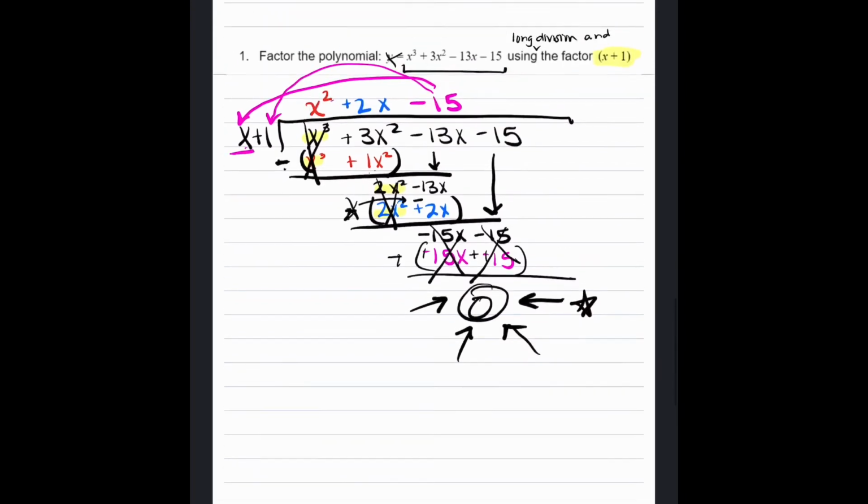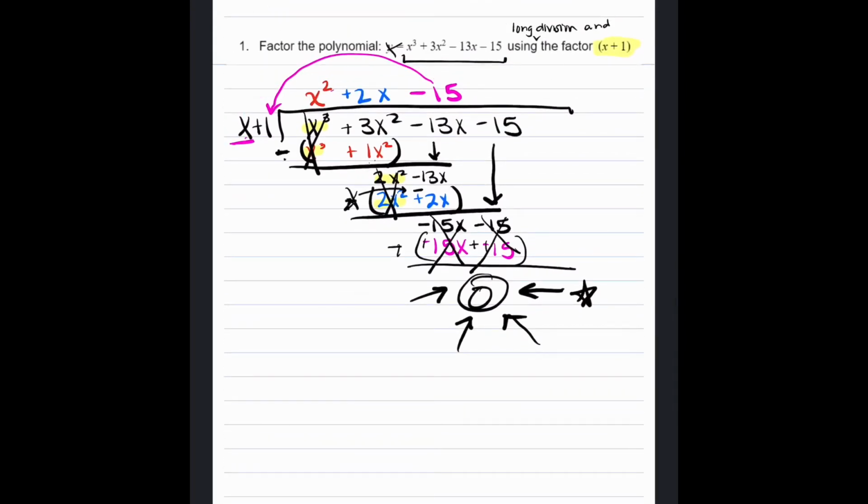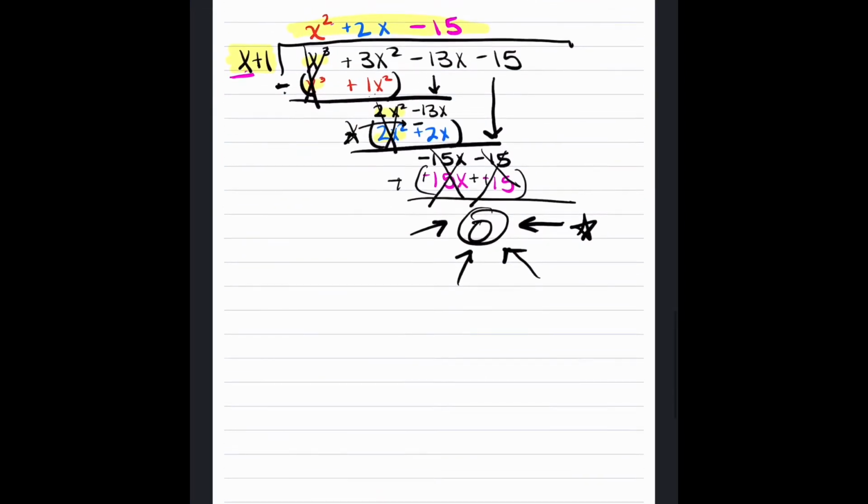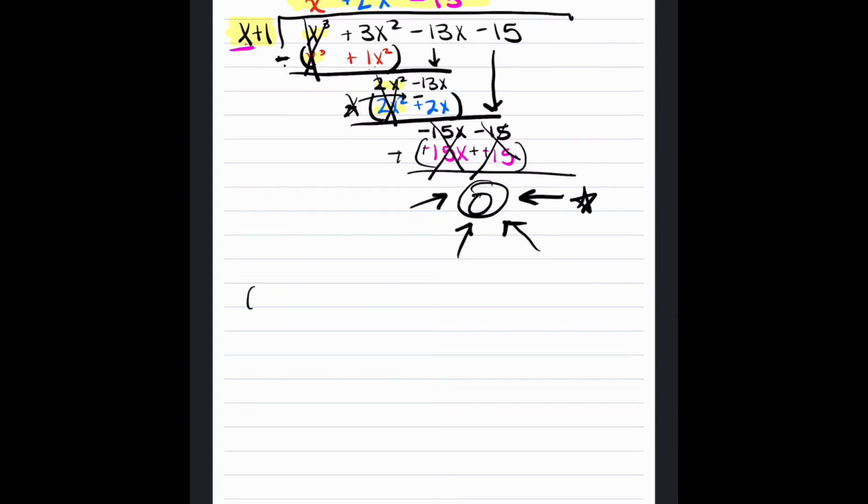Then what we're going to do, let me clean this up a little bit. We're going to take each of these, the outside x plus 1, and then this entire thing we just factored, and put those as our factors of the polynomial. So we have x plus 1, x squared plus 2x minus 15. We started with this original polynomial up here, x to the third plus 3x squared minus 13x minus 15.